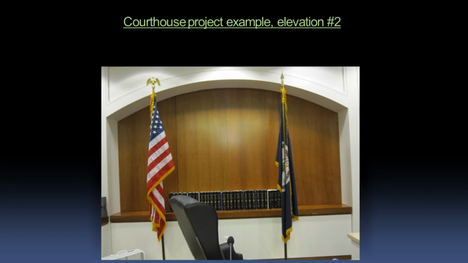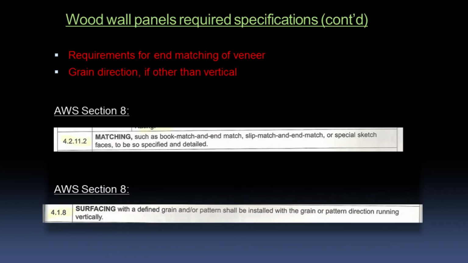On to points 6 and 7 of our checklist, and this has to do with the requirement to specify end matching between panels adjacent to each other vertically, and the default for general grain direction of the veneer in a panel elevation. The AWS states that any vertical end matching must be specified by the design professional. And in the absence of that specification, there is no AWS requirement for wall panel end matching that we are aware of.